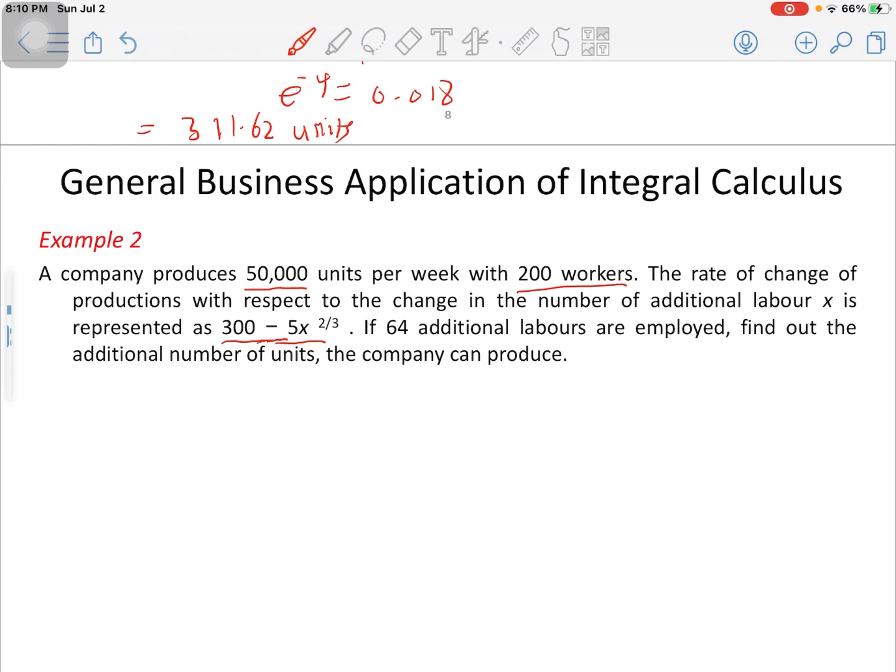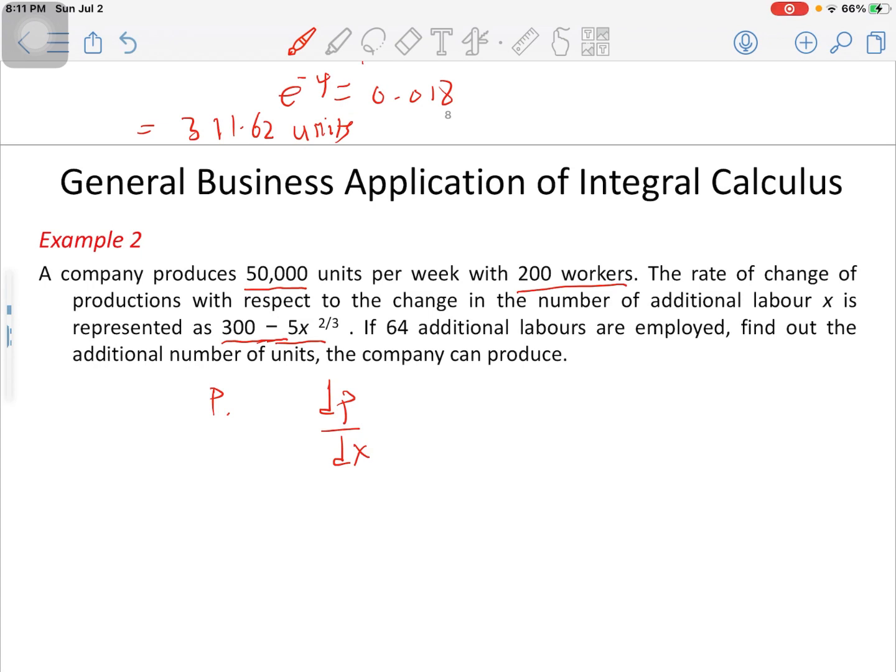So let's go over the question again. A company produces 5,000 units per week, that's per week, with 200 workers. So with 5,000 units per week that they produce, they do it with 200 workers. And also, the rate of change of the production with respect to the number of additional labor x is represented as, so the rate of change of production, right? So we can say if production is P, then the rate of change of production will be dP/dx, because we are differentiating with respect to x.